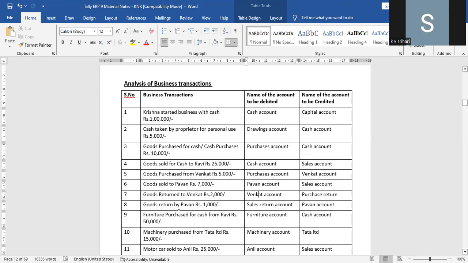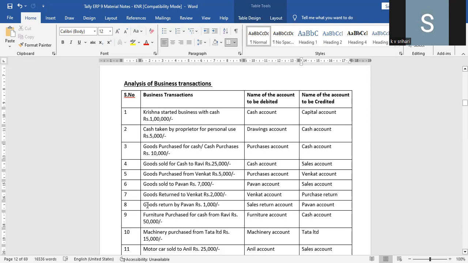Now goods are going out, so that is the credit. Which type of goods? Purchase-related goods you are returning. That is the reason you mention purchase returns. Purchase returns you enter on the credit side. Venkat is a receiver, which side? Debit side. Next, goods returned by Pavan.